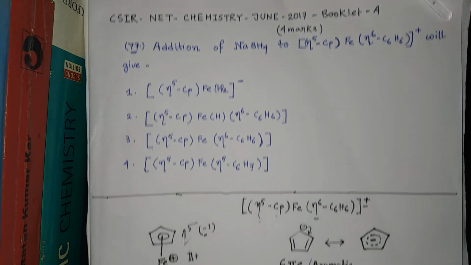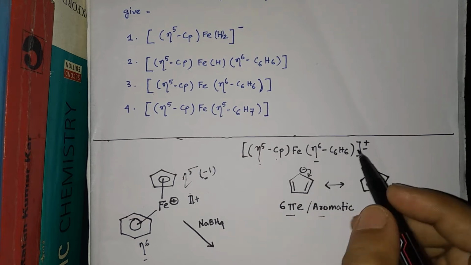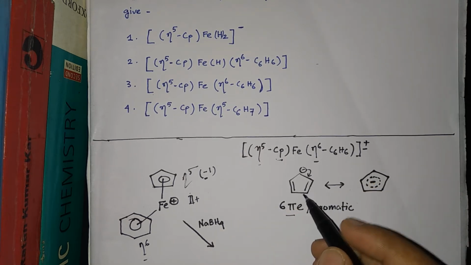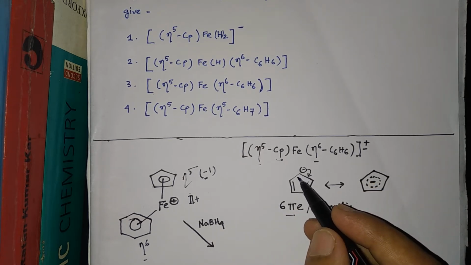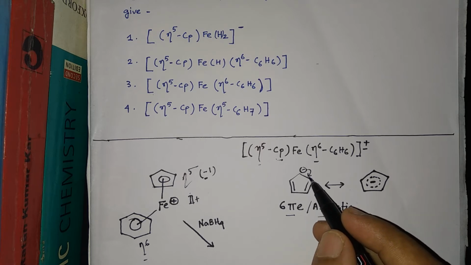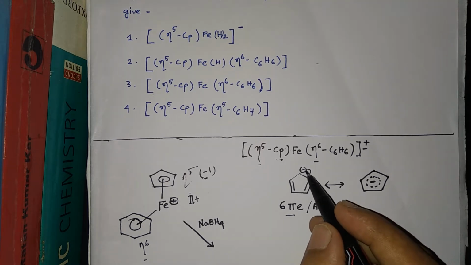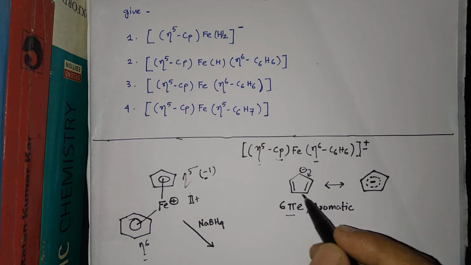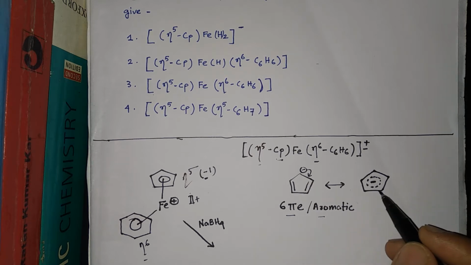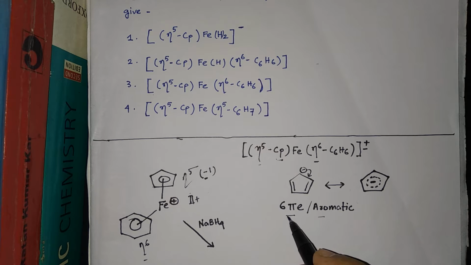So we will come to the mechanism. This is the complex given. In this complex, the Cp ring is the cyclopentadienyl anion, and it has a negative charge, and this negative charge can be delocalized through this ring, and this can be represented like this. That means the 5 carbons of this Cp ring can share the 6 electron cloud. So this is a 6 pi electron system and an aromatic system.